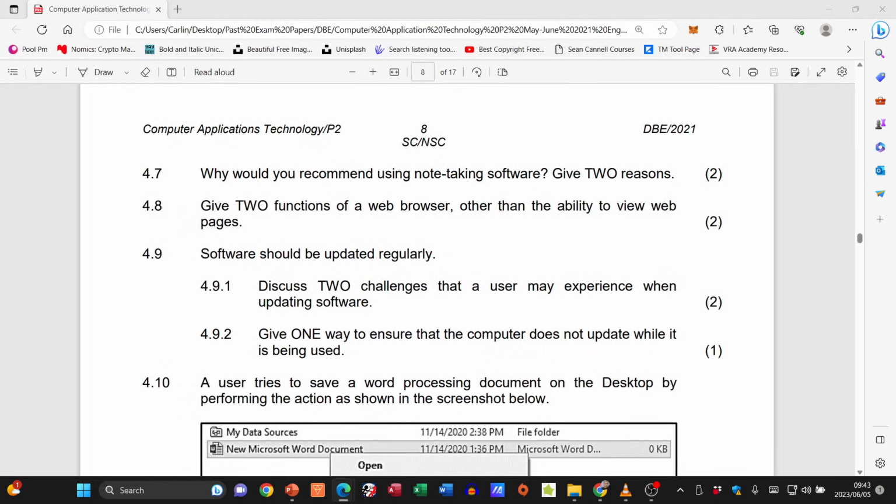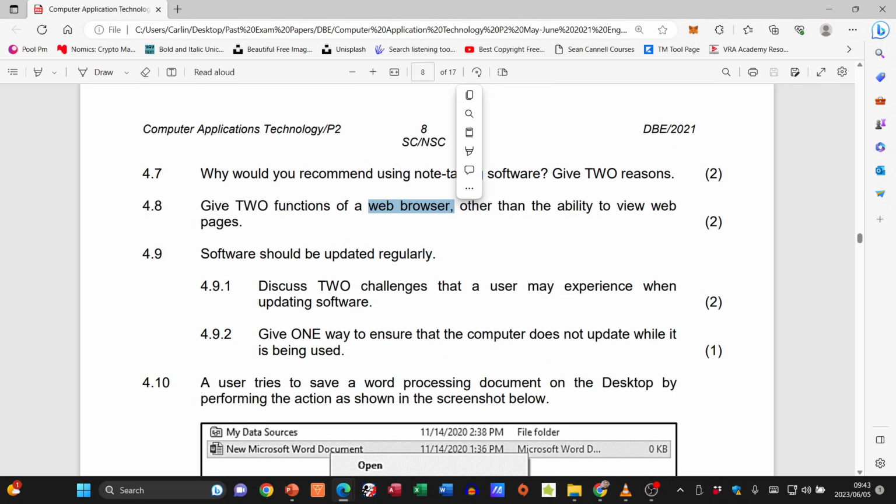And then 4.8, give two functions of a web browser. Now, what is a web browser? Remember, this is a piece of software that helps you to navigate over the internet. Give me an example. Well, Google Chrome, Internet Explorer. Well, at least it's Edge now.